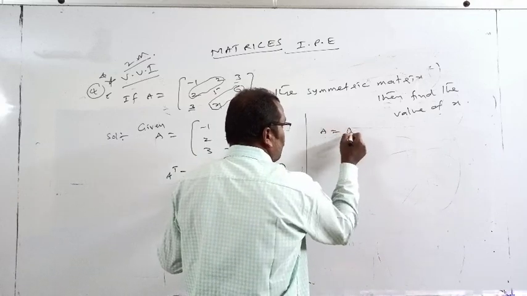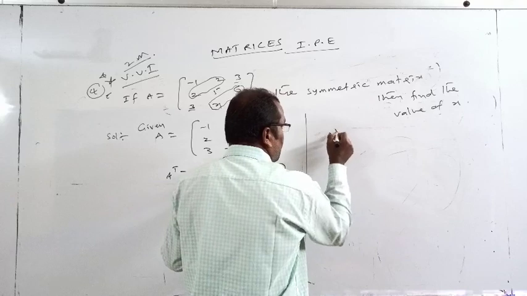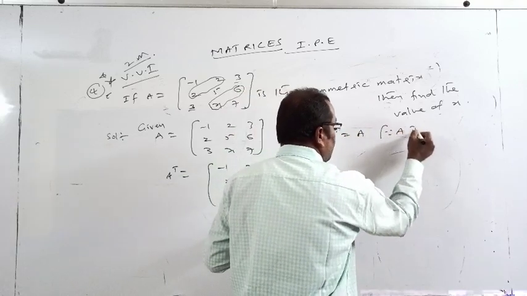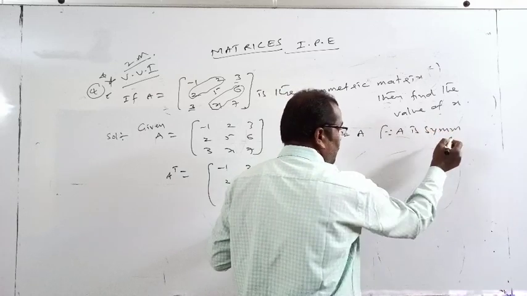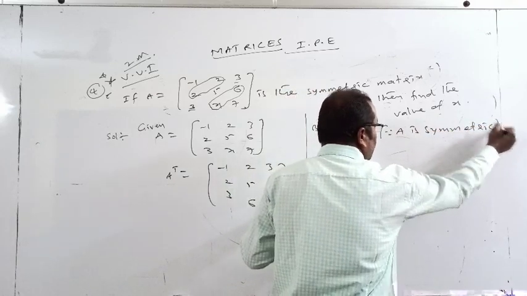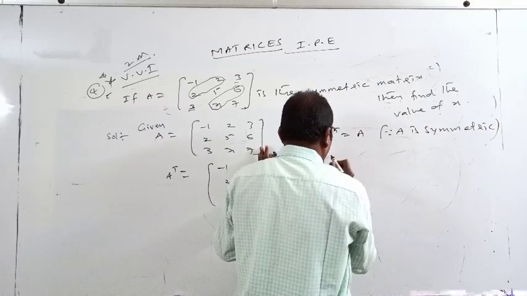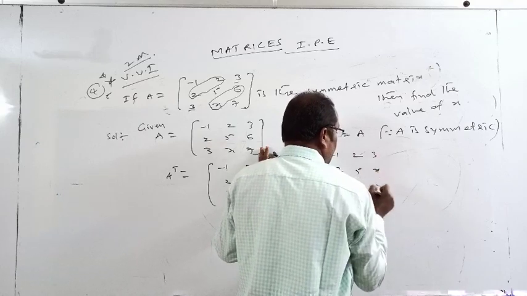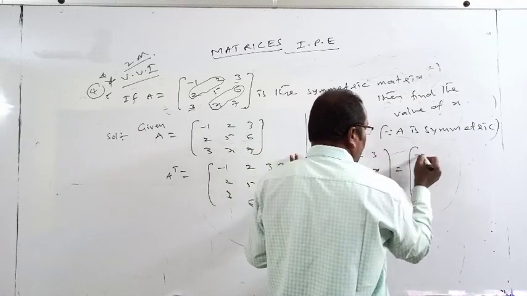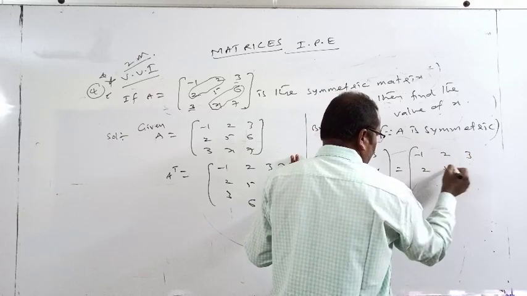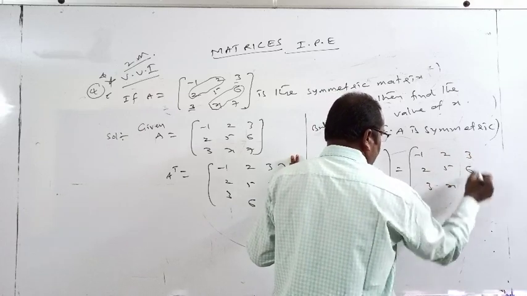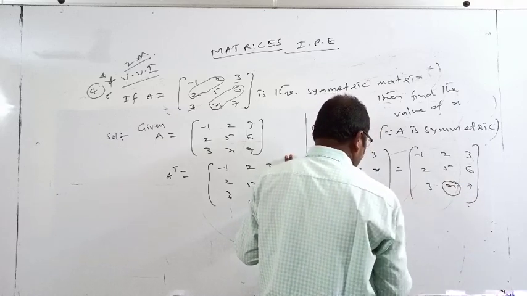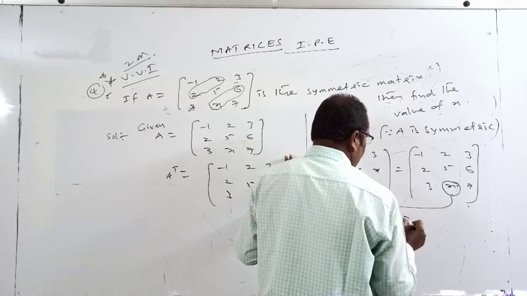So A equal to, or you may write like this. But A transpose is equal to A. Why? Because A is symmetric matrix. A is symmetric. So what is the meaning of A? A is [-1, 2, 3; 2, 5, 6; 3, x, 7]. Now we can equate the elements. See this one. So these two elements are same. So x is equal to 6.